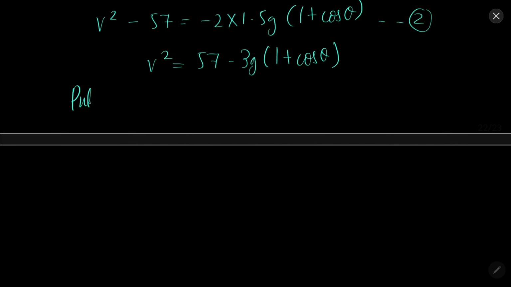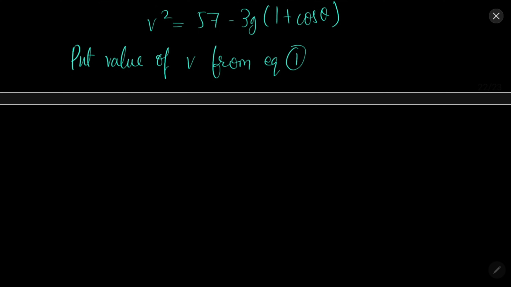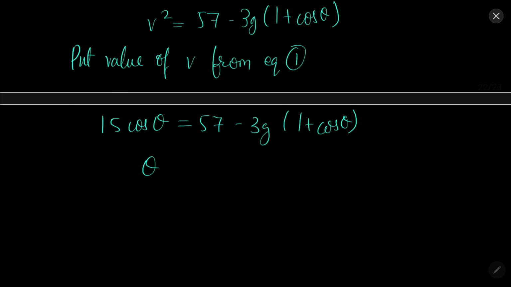So put the value of v from equation 1 here. So you will get 15 cos theta equals 57 minus 3g into 1 plus cos theta. So cos theta will come out to be 3 by 5, theta will come out to be 53 degrees.